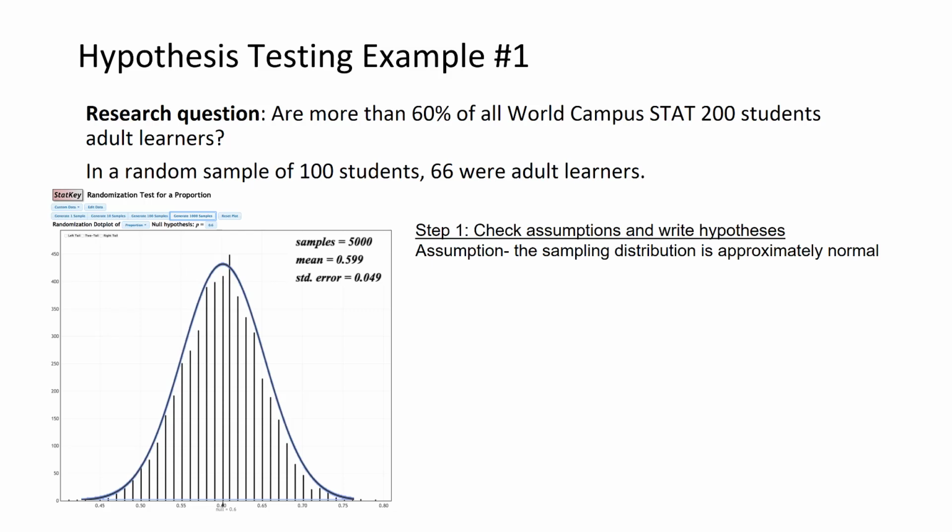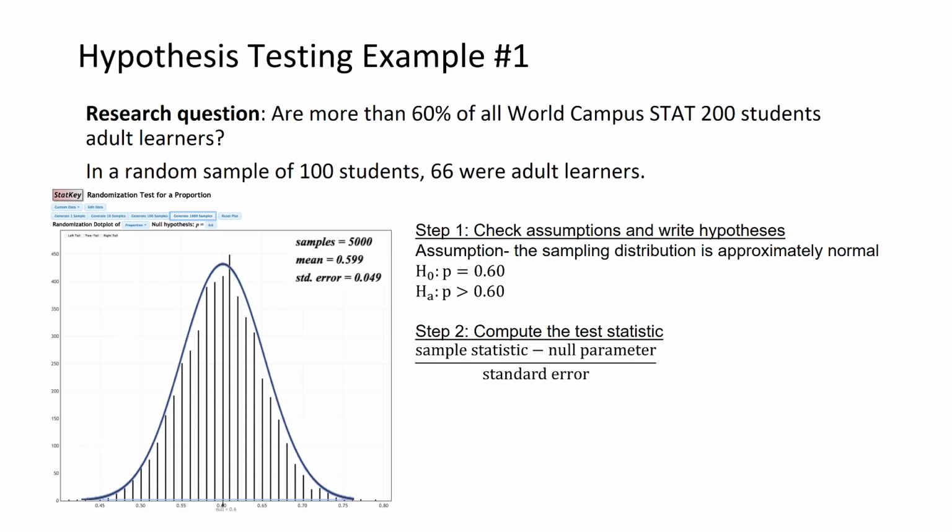Now we can write our hypotheses. Our null hypothesis is that the population proportion equals 0.60. Our alternative hypothesis is that the population proportion is greater than 0.60. In step 2, compute the test statistic.